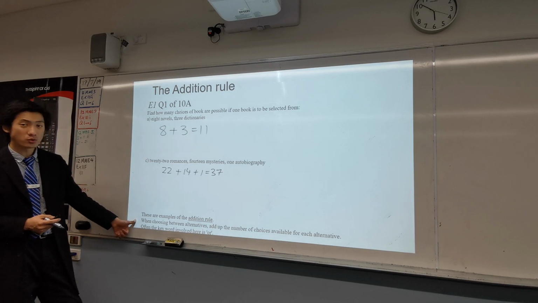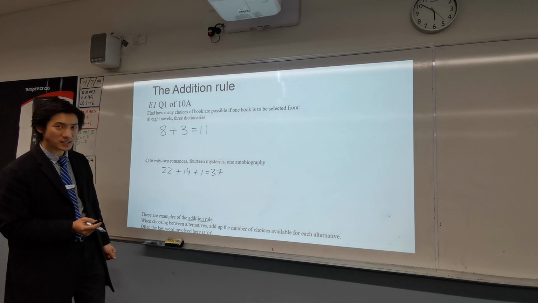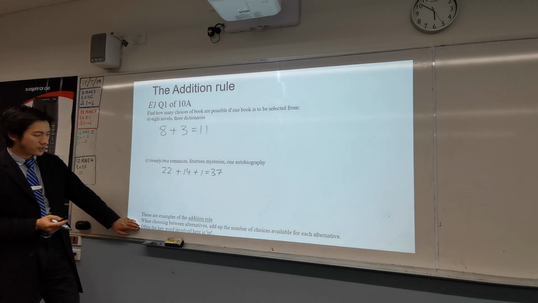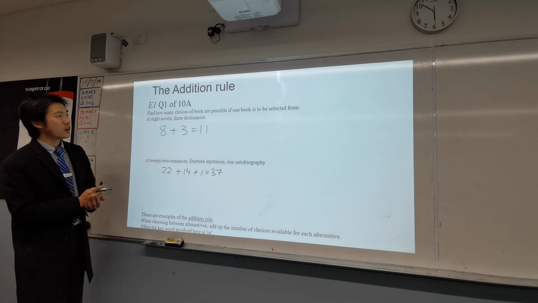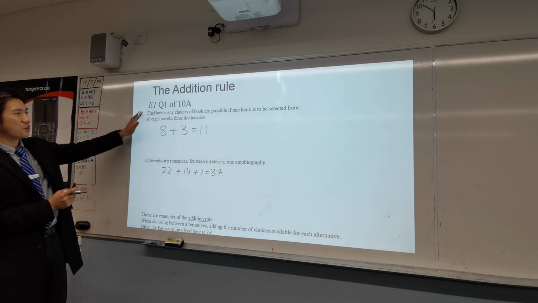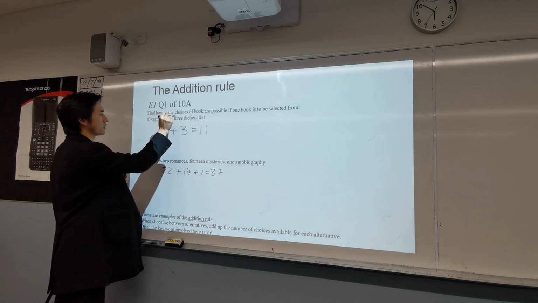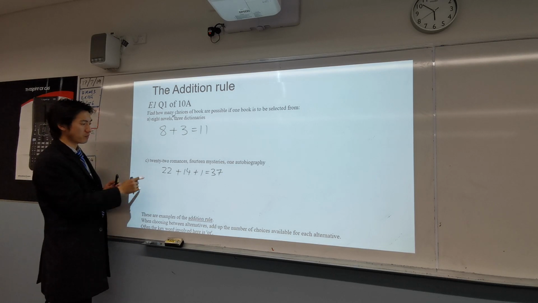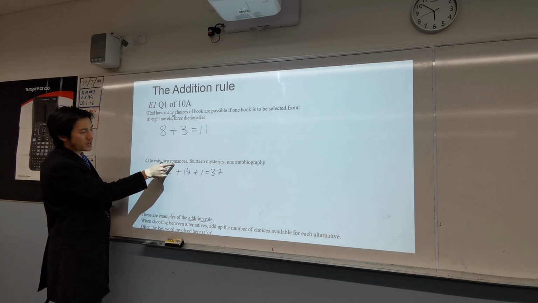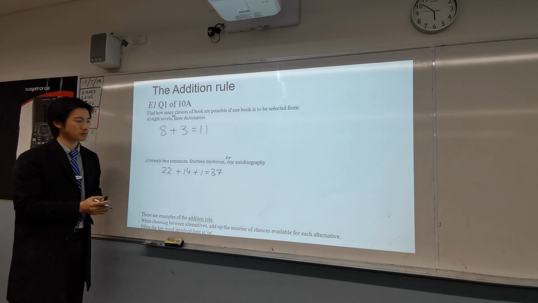When choosing between alternatives, add up the number of choices available for each outcome. Often, the key word involved here is or. I realize that there's actually no or in these questions, but I could insert it into question 1: 8 novels or 3 dictionaries, or 22 romances, 14 mysteries, or 1 autobiography.